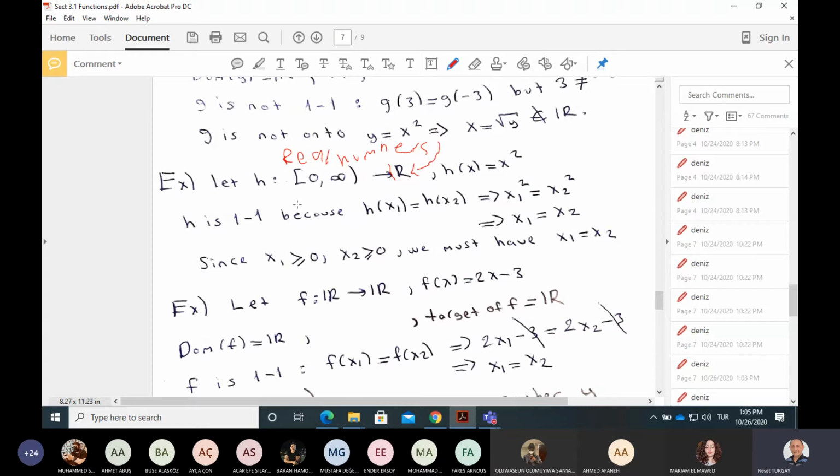This is the only possibility because your domain is starting from 0. These have to be bigger than or equal to 0, so they have to be the same. So you cannot say one of them is minus 3. Do you understand? So for example, your answer is 9. x squared is equal to 9. Then you can say, oh, x can be 3, x can be minus 3. But no, x cannot be minus 3 because all x are from here. They have to be positive. So from here, you are very safe to say that x1 is equal to x2. So it is 1-to-1.